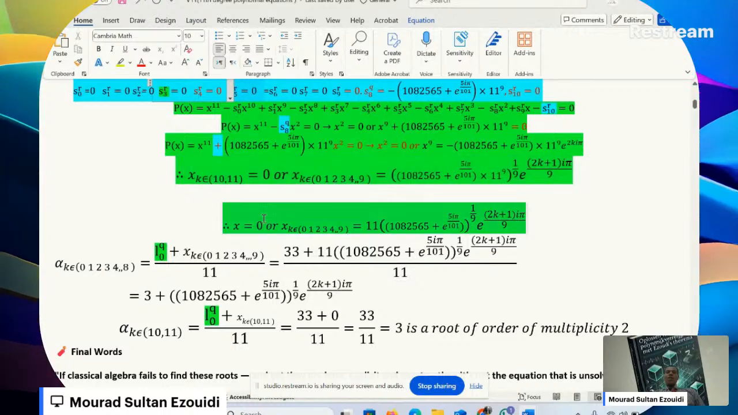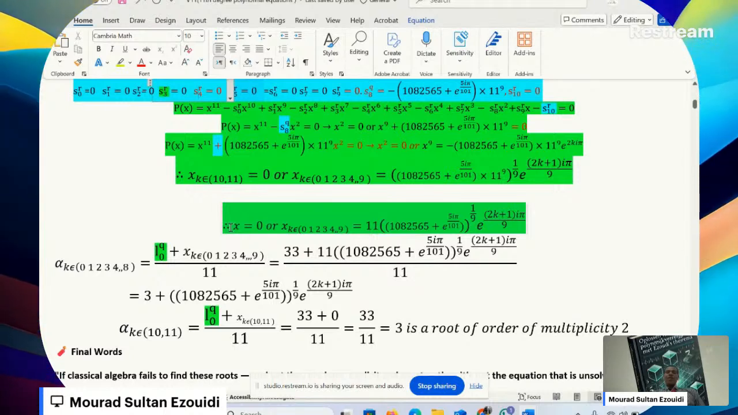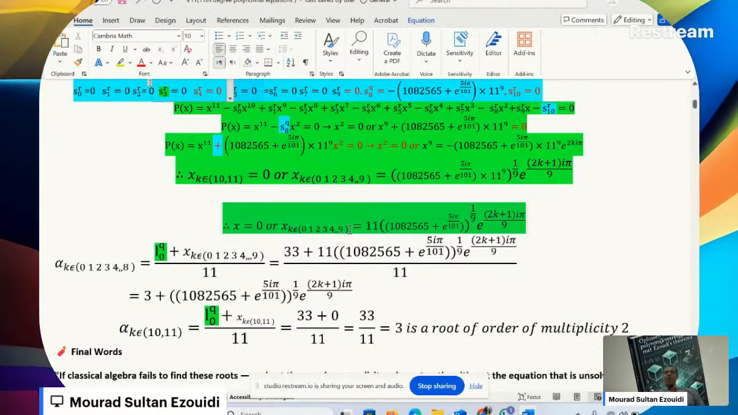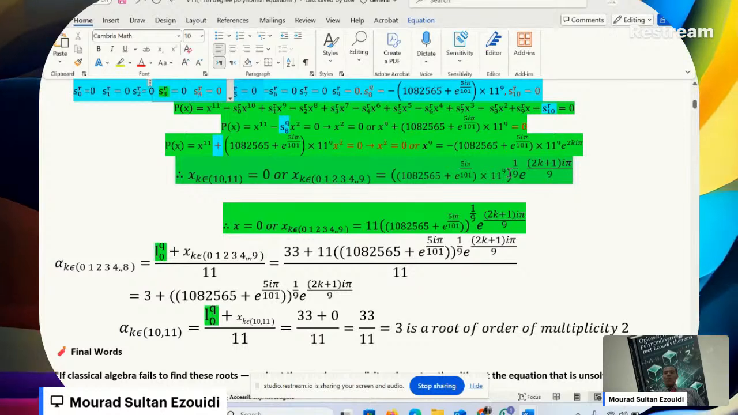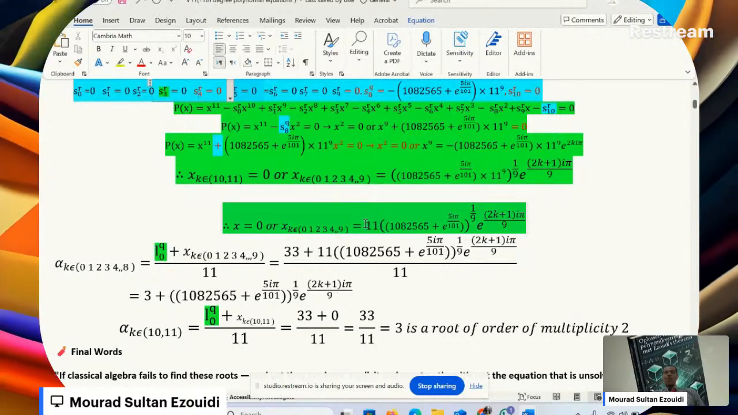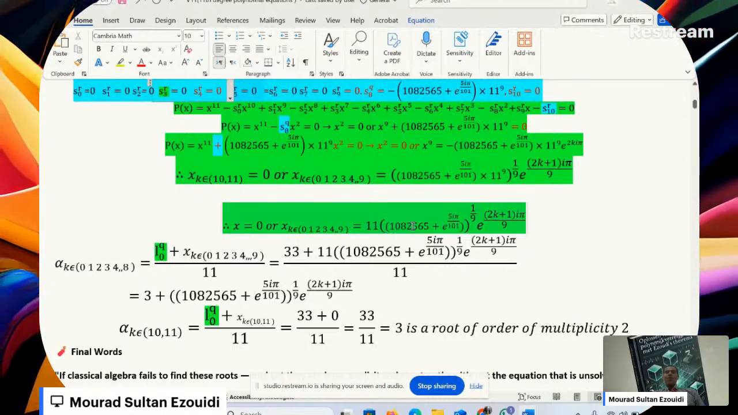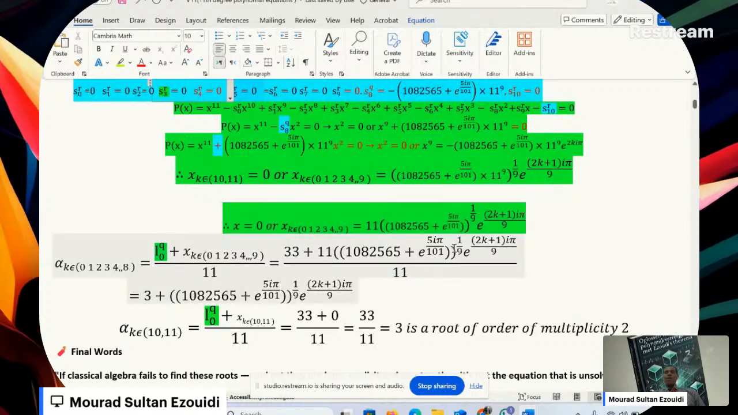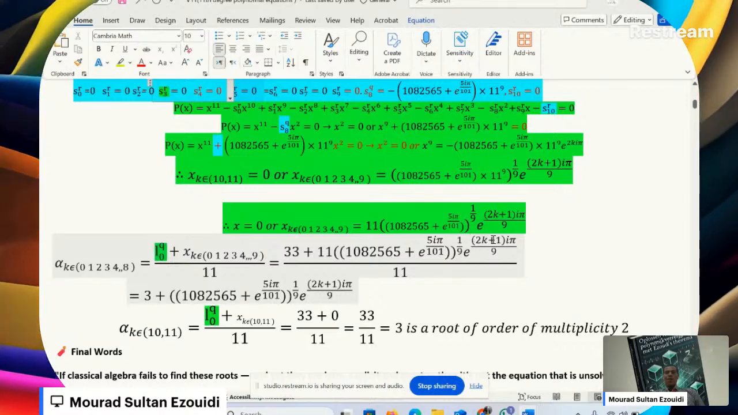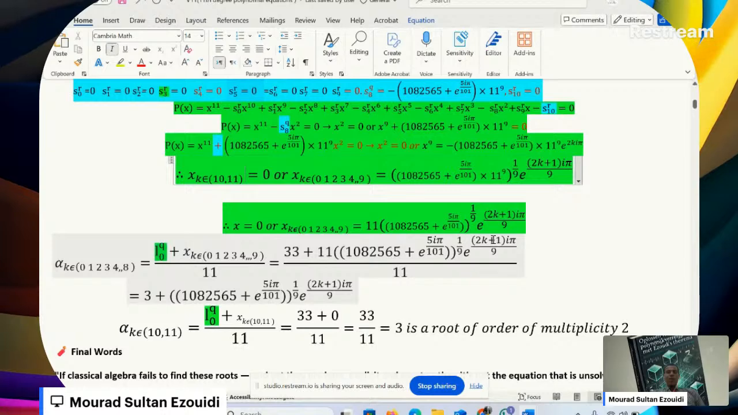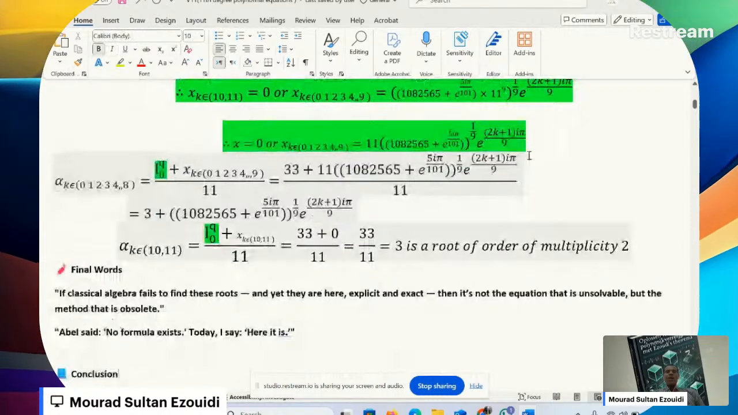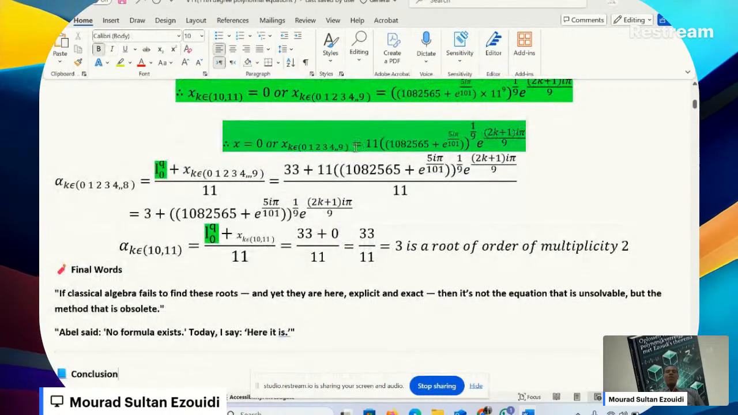So here you can see that x equals 0 is a double root, and x subscript k from 0 to 9 is as follows. You see this 11 raised to the power 9, all raised to the power 1 over 9 is 11. I will put it outside in front of the brackets. It will be 11 times 1,082,565 plus exponential 5 I pi over 101, raised to the power 1 over 9, times exponential 2k plus 1 I pi divided by 9. So these are called the x roots of the new 11 degree equation.